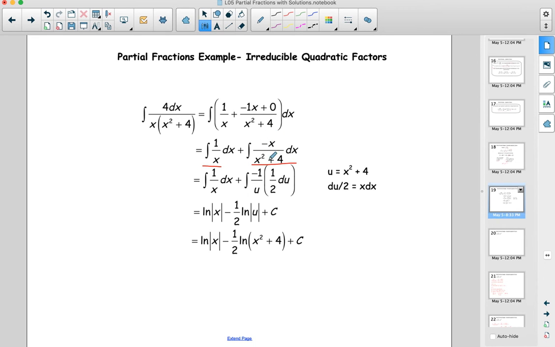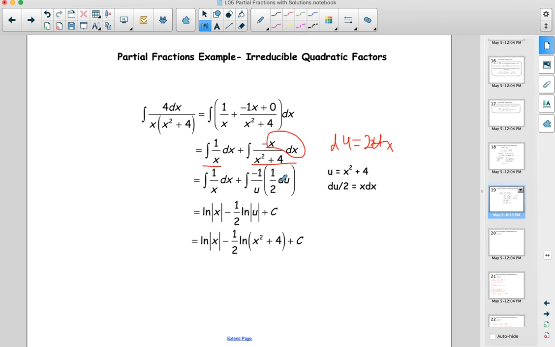So in my substitution, I'm going to say, let u be x squared plus 4. Then du is going to be equal to 2x dx. I dropped my x. So du would be 2x dx, and du over 2 would be x dx. So I can just replace this with du over 2.